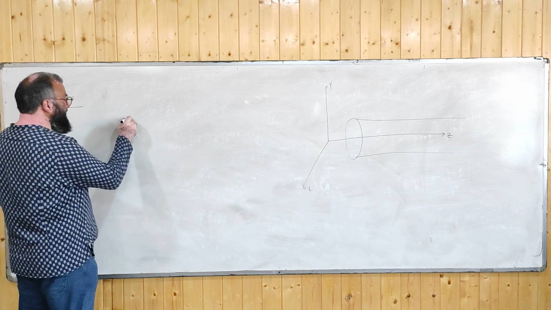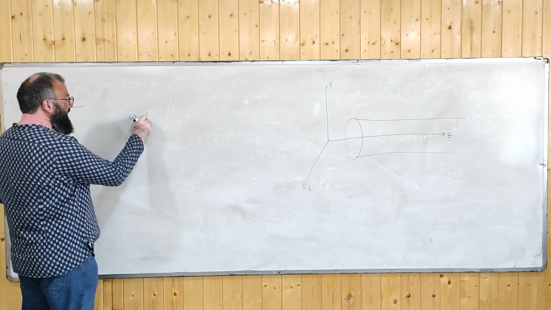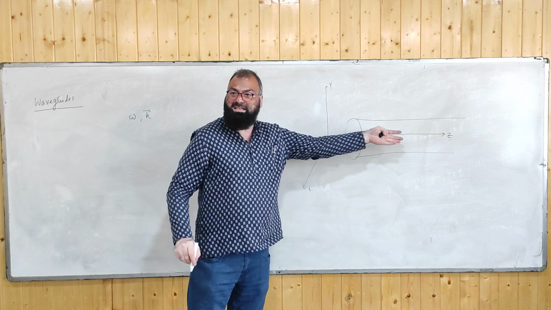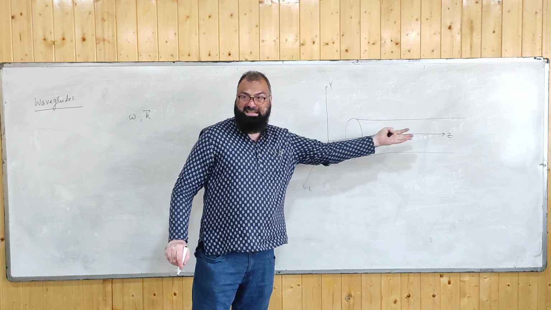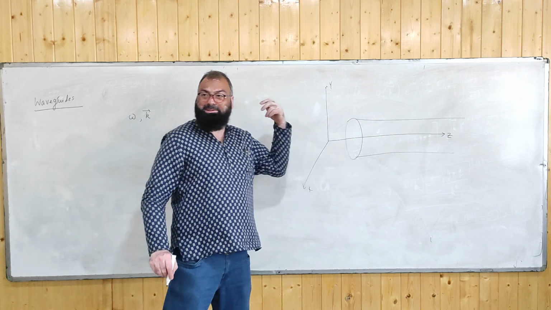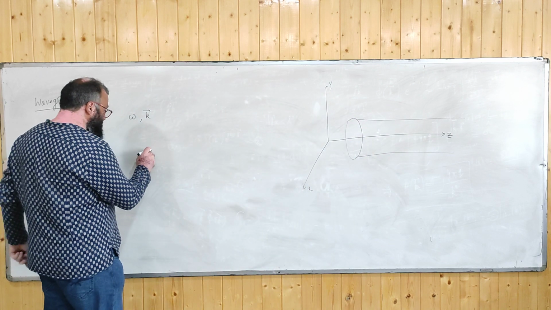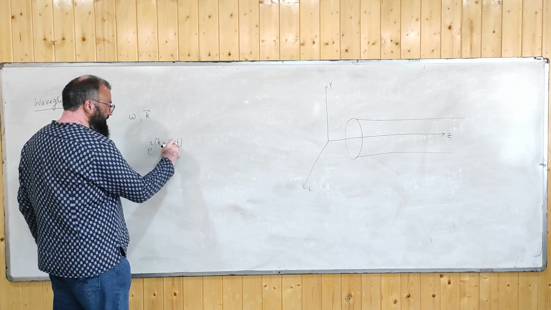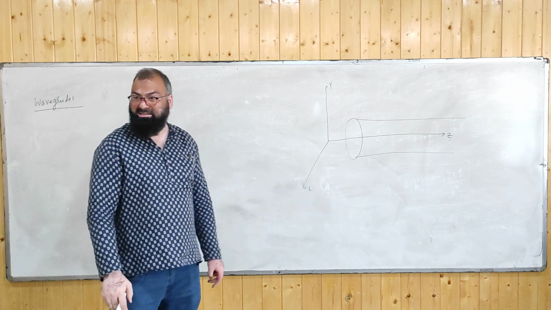Let's say you have a wave of frequency omega and wave vector k, and it flows across this tube. It will flow along the z direction, is it? So what will be the profile? It will simply be e raised to i(kz minus omega t). So this will be the time dependence of this wave.